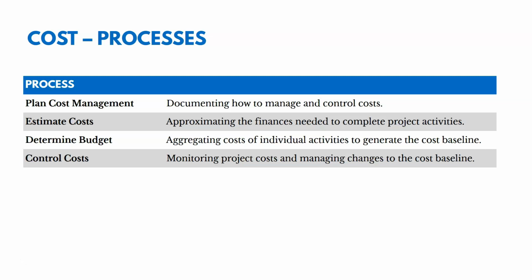And the next, determine budget, is where we're aggregating those costs of activities together and generating the cost baseline, the approved version of our costs, our budget, and then we're going to use that as a comparison to actuals later. We want to compare the baseline to the actuals. And then we're going to control our costs, monitoring project costs and managing change to the cost baseline. That's in monitoring and controlling.